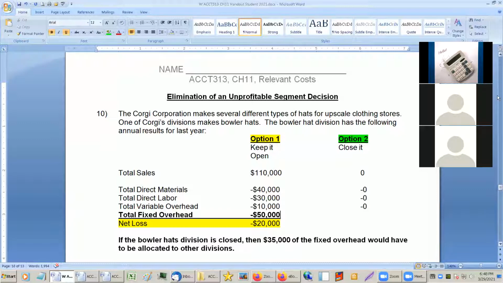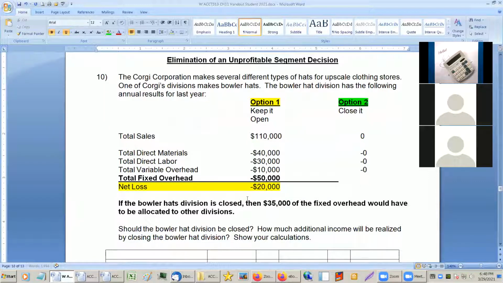Now, they tell us, though, that if they close it, the 35,000 of the fixed cost would have to be allocated to other divisions. So in other words, 35,000 of the fixed cost would remain. Okay, so that is not 35,000. Let's try this again.